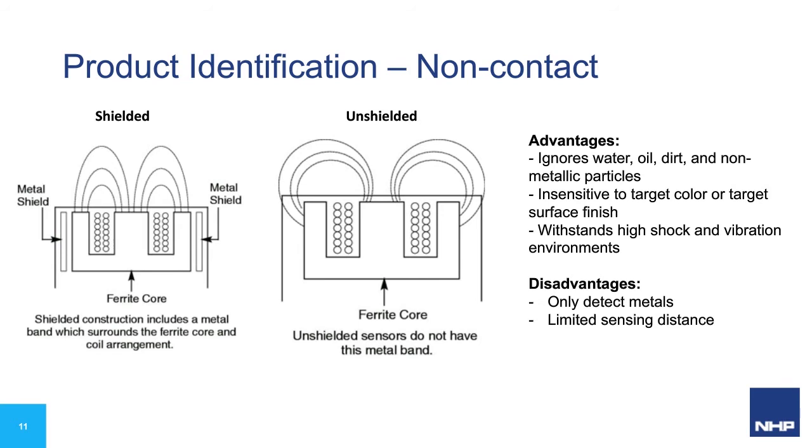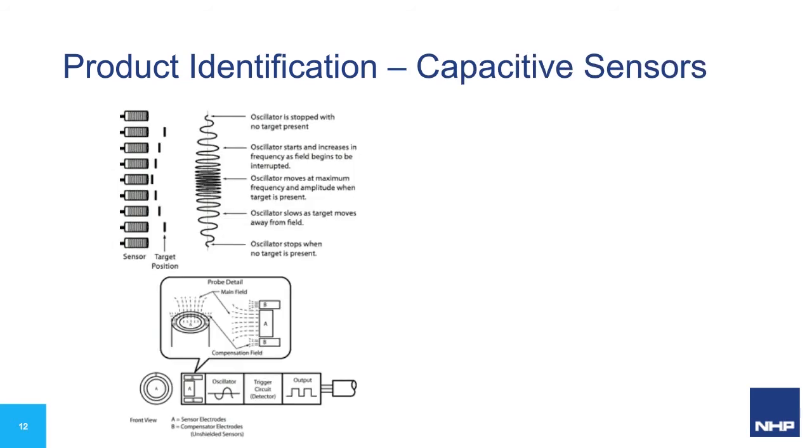Now, capacitive sensors are used for fast detection of metallic and non-metallic objects and materials over a short distance or through other materials such as glass or plastic. Now, it's important to note that although these can be used to detect metal, in most applications inductive sensors are preferred in that case, but it's still possible.